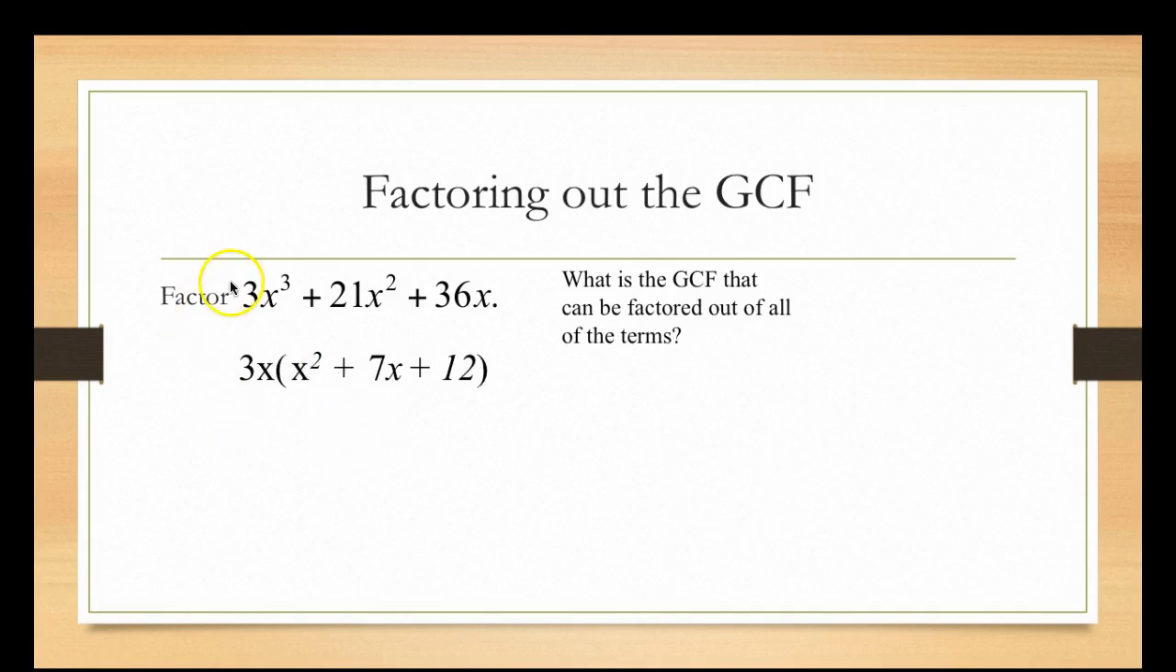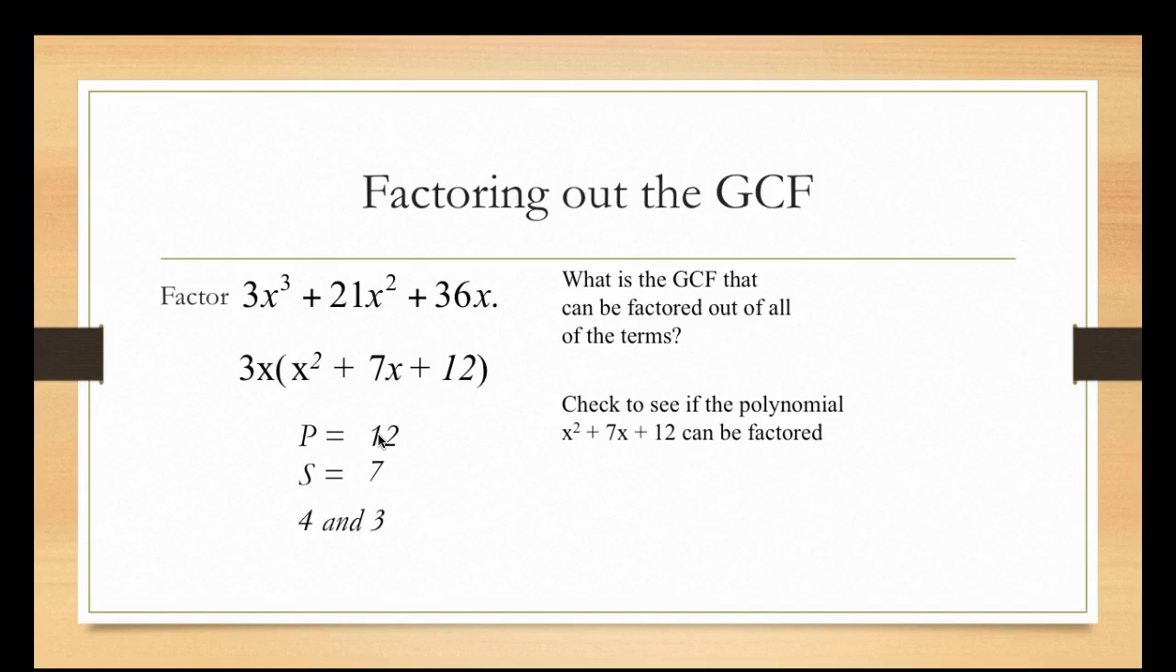And now I want to check inside my parentheses with this quadratic, can I factor by using product sum? So the product is 12, the sum is 7. What can I multiply together to get 12? Add together to get 7? Think 4 and 3. So my factors are going to be, and don't forget, one of the factors is this first term, 3x. You factored it out already. 3x times x plus 4 times x plus 3.